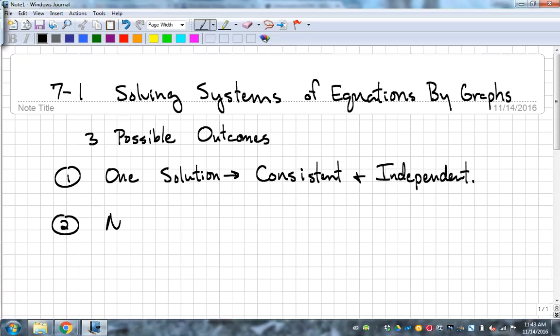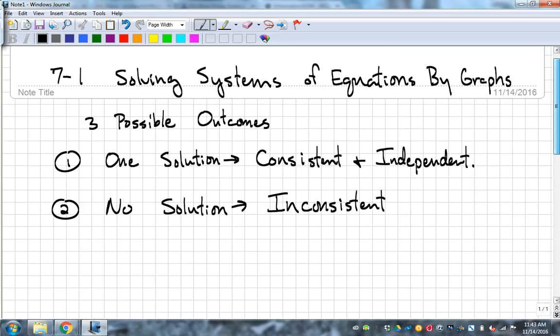Another scenario that could happen is that there not be any solutions. And that's called inconsistent. So if it's got an answer, it's consistent. If it's only one answer, it's consistent and independent. If there are no solutions, it's called inconsistent. Inconsistent system. No solution. We're going to see what that all looks like in just a minute.